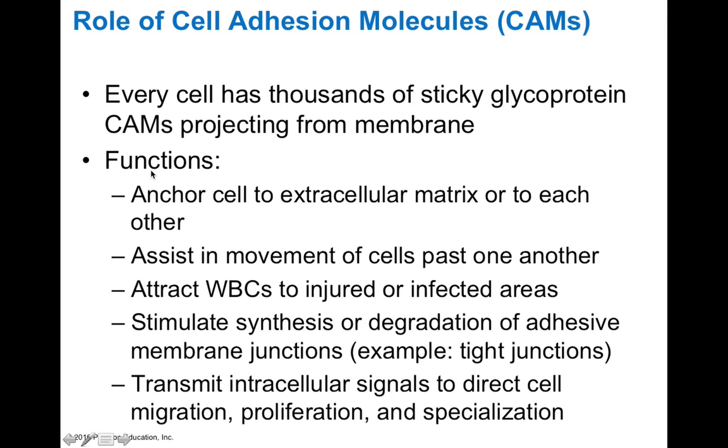Now, functions of these CAMs include things like anchoring the cell to the extracellular matrix. That way these cells can be held in position without floating around within the tissue. They can also assist in the movement of cells past one another, or even attract white blood cells to injured or infected areas. So if tissues get injured, these cell adhesion molecules can help attract white blood cells or immune cells to these injured areas. And cell adhesion molecules can also stimulate the synthesis or degradation of intercellular junctions, like tight junctions, or transmit intracellular signals, like signals within the cell, through migration, proliferation, and specialization. So these play a role in things like development.